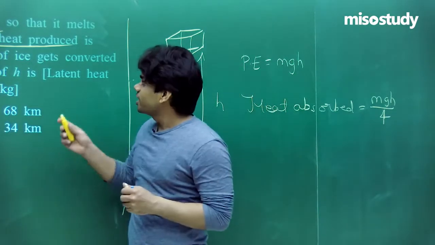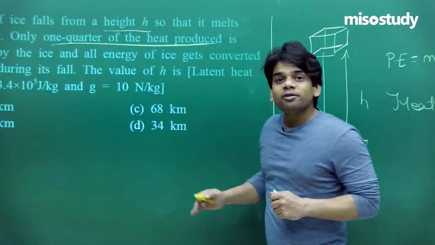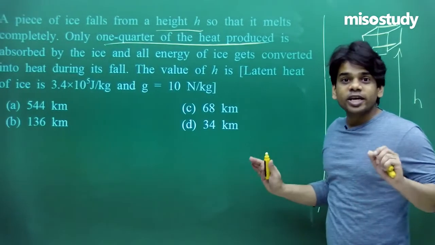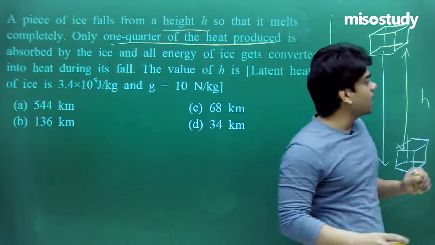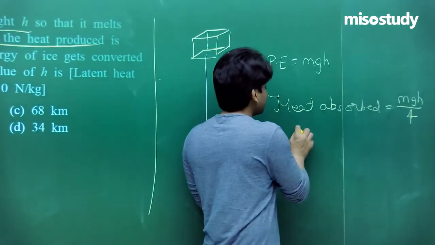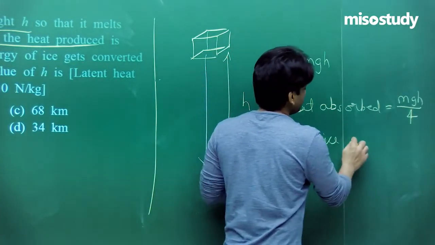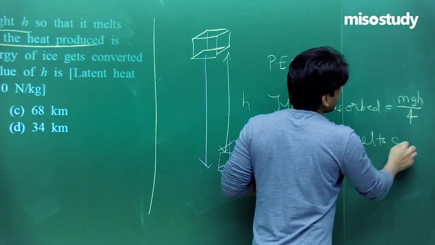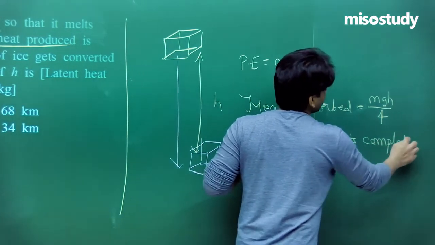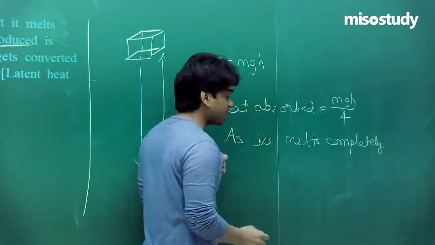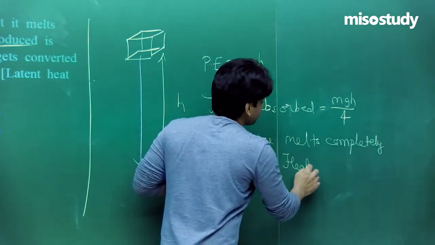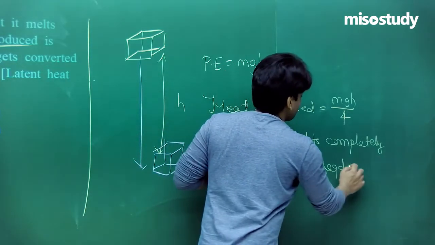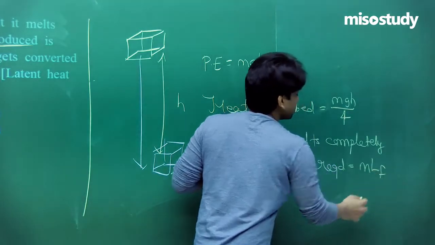Next thing you see, it asks how much heat will be required for all the ice to melt. That will be equal to mL. As the ice melts completely, the heat required is equal to mass times the latent heat of fusion of ice.